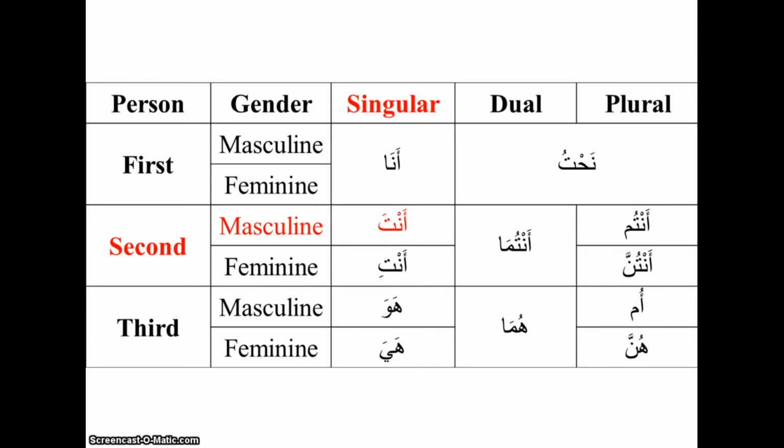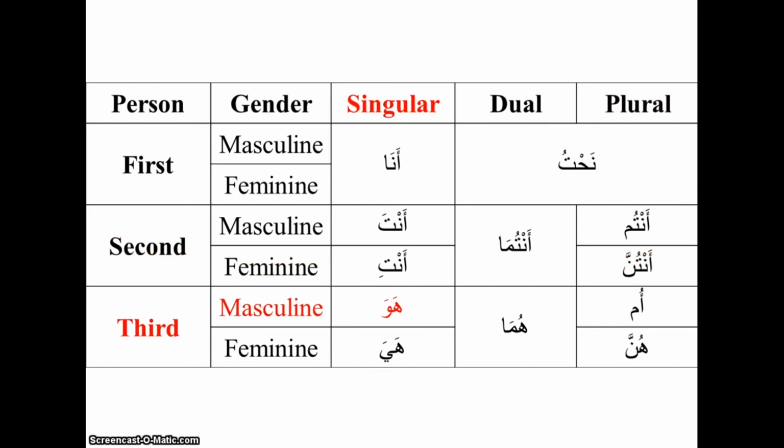The second person masculine singular, corresponding to you when addressed to a man, is anta. The second person feminine singular, corresponding to you when addressed to a feminine thing, is anti. The second person dual, corresponding to you when speaking to two things, which does not differentiate in terms of gender, is antuma. The second person masculine plural, corresponding to you when speaking to multiple masculine things, is antum. The second person feminine plural, corresponding to you when speaking to multiple feminine things, is antuma.